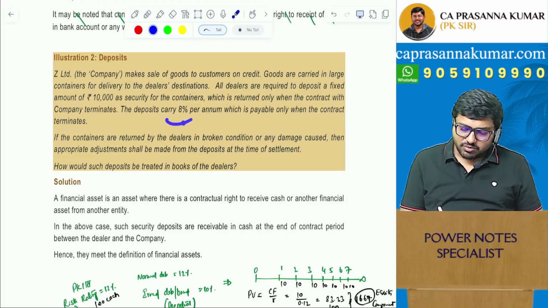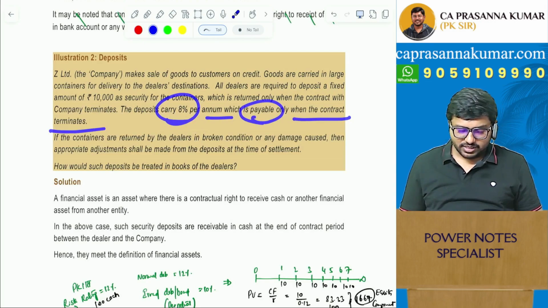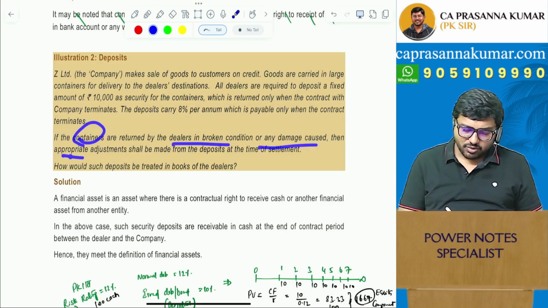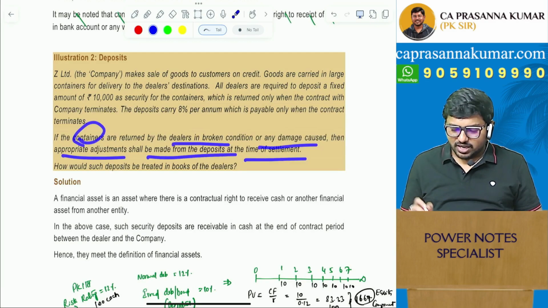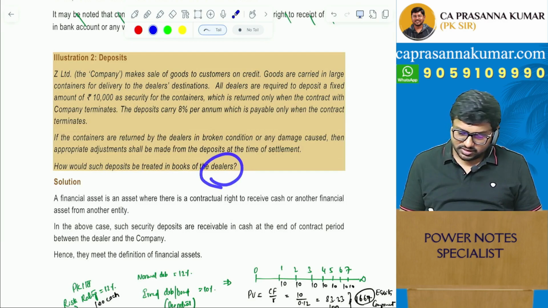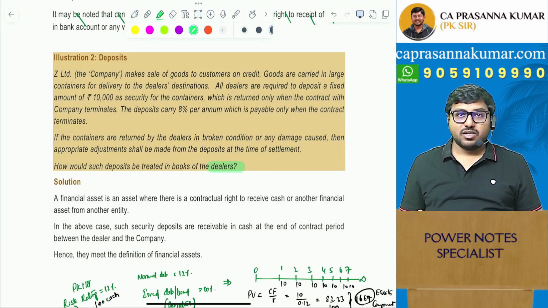The deposits carry 8% per annum, which is payable only when the contract terminates, right? If the containers are returned by the dealers in broken condition or any damage caused, then appropriate adjustment shall be made from the deposits at the time of settlement. How would such deposits be treated in the books of the dealers? There goes the clarity. Got it?